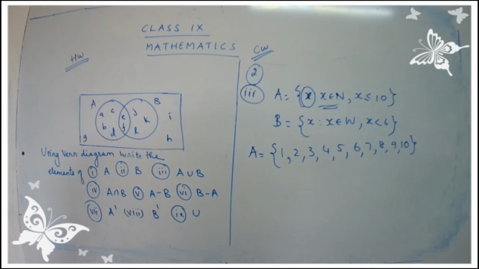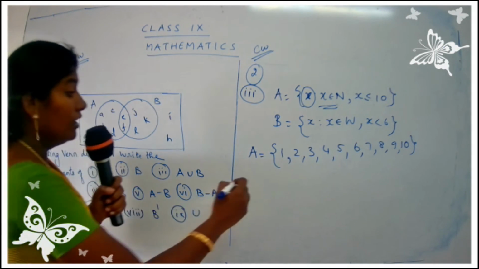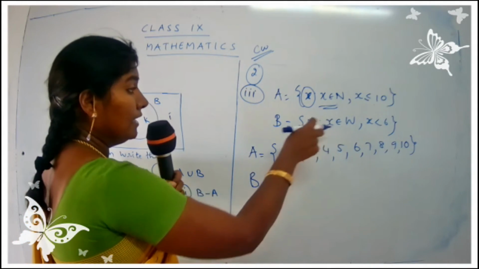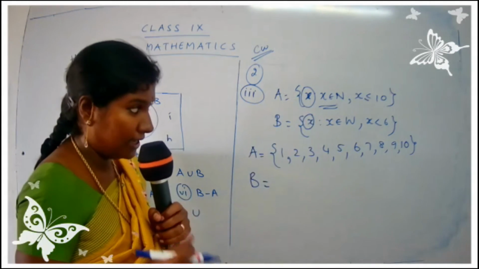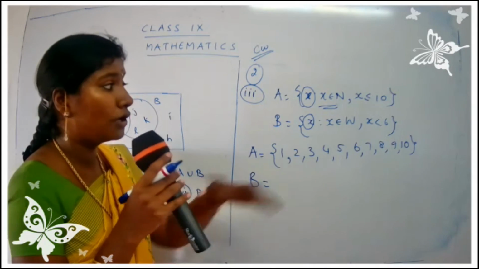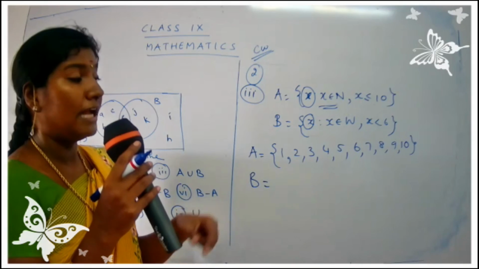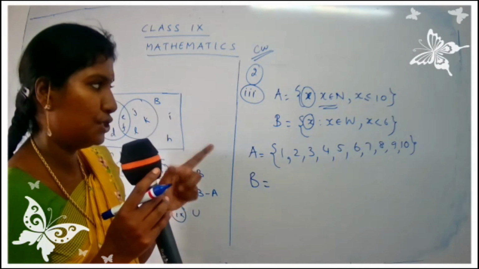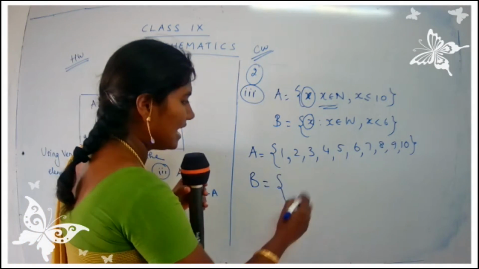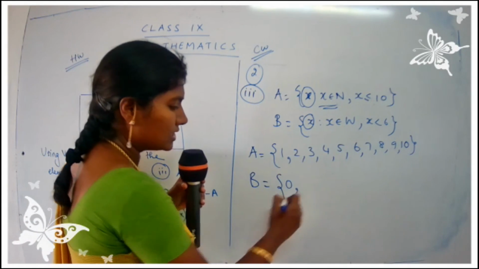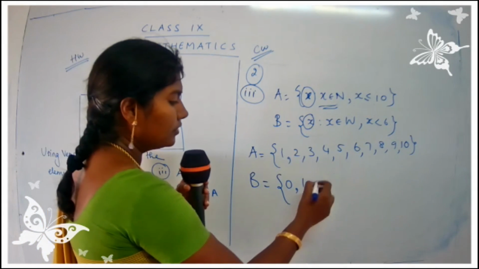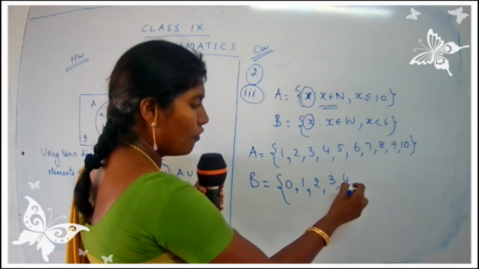Clear, children? Okay, now what we are going to do is write down the value for whole numbers. That is the B part. We are going to write down the elements of B. Here again we are going to find the value for x, but here x belongs to W. What is the meaning of W? Whole. That means which number does it start from? 0, yes. So this is a whole number, so it starts from 0, 1, 2, 3, 4, 5.